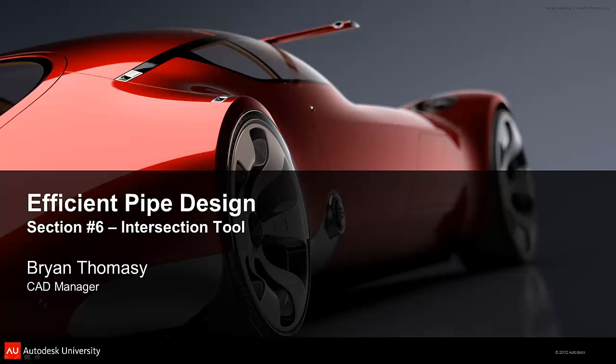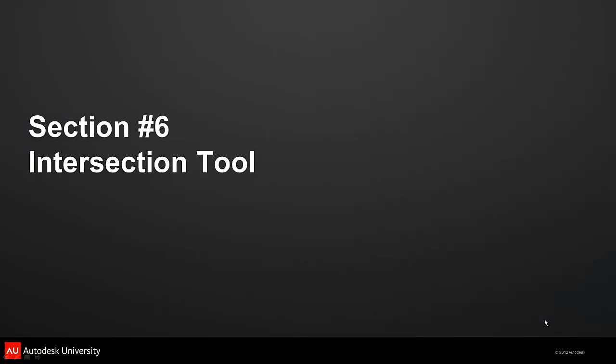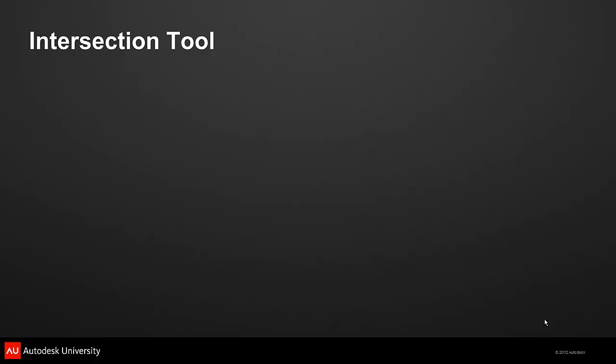In this video we're going to be going through Section 6, the Intersection Tool. I've got to tell you, I love this tool. Not very many people use it, but I think more and more people should. Now I'm sure you're saying to yourself, intersection tool, isn't that more for roads and corridors? No, it's not just for corridors.